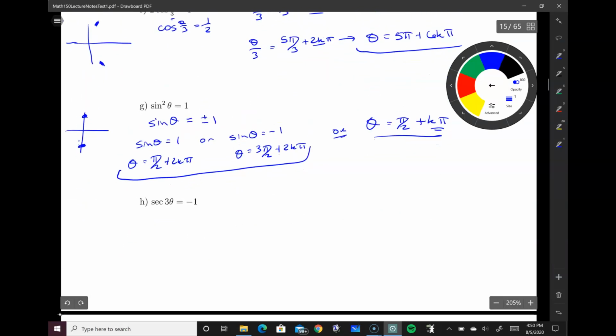Do one last one for this page. So secant I would rewrite as 1 over cosine of 3 theta, and then I would cross multiply. And a cosine of an angle is negative 1 at pi, so 3 theta will equal pi, or any 2k pi multiple. So then dividing through by 3, there are my answers.